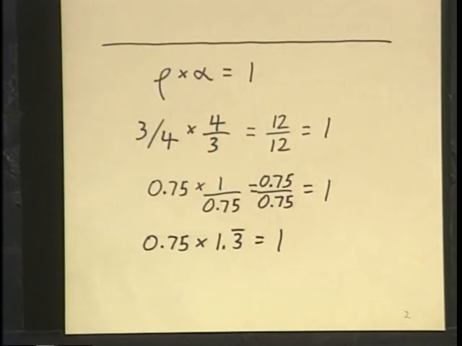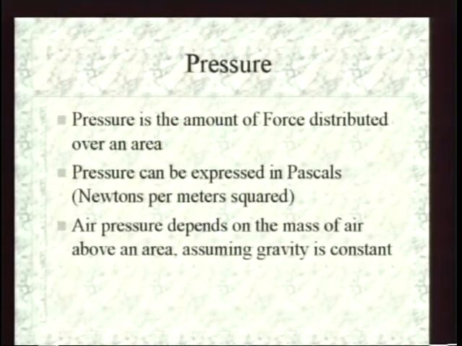Next, we're going to take a look at pressure. Pressure is the amount of force distributed over an area, and it's expressed in pascals in the metric system, which is newtons per meter squared. And the air pressure depends on the mass of the air above an area, and in this course we're going to assume that gravity is a constant of 9.8 meters per second squared.